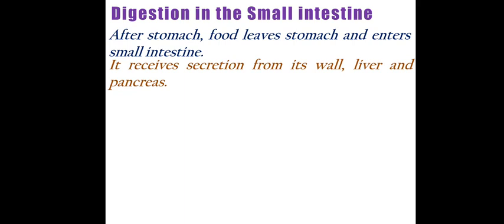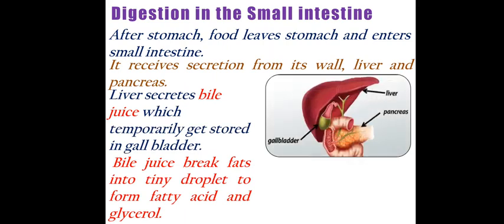So in the intestine, that is the small intestine, remember 3 type of juices are going to be secreted. So these juices are first from the intestines itself, so that is known as intestinal juice. Second is from the liver, and third is from the pancreas. So these 3 juices are going to be mixed inside the intestine, that is small intestine.